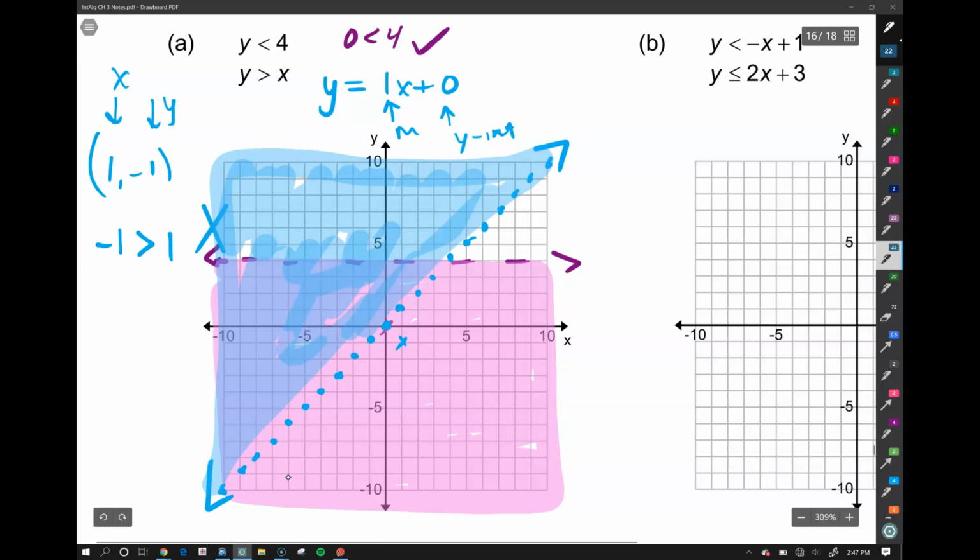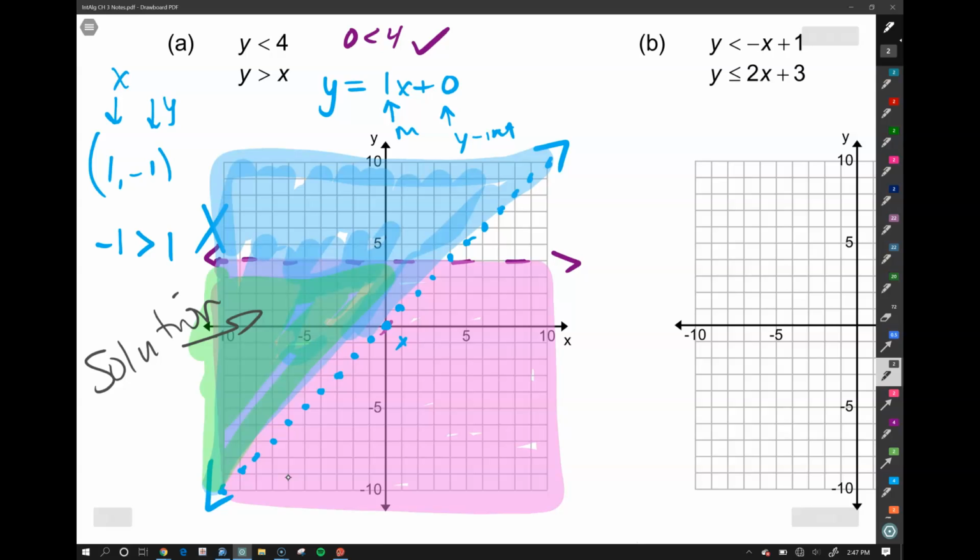All right. And then the solution. The solution is where they overlap. It's this triangle portion right here. This is my solution. The rest of the lesson is practice.